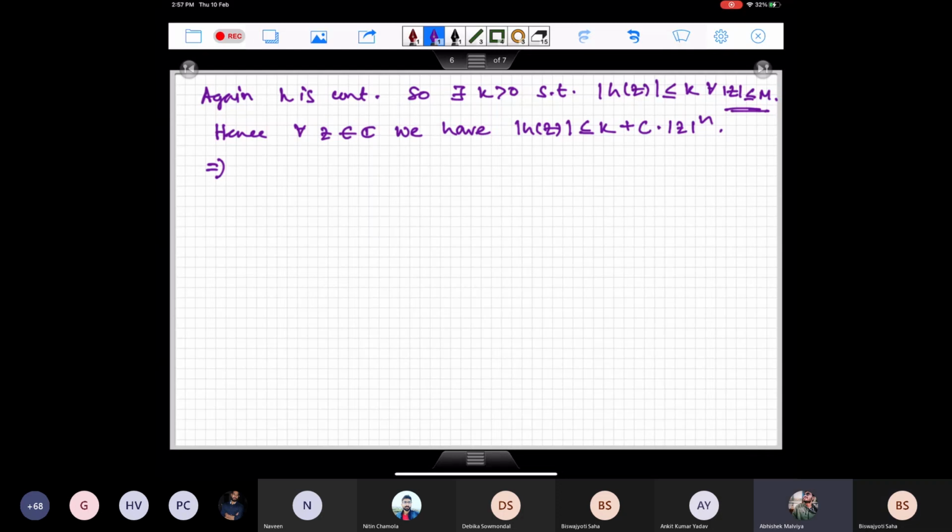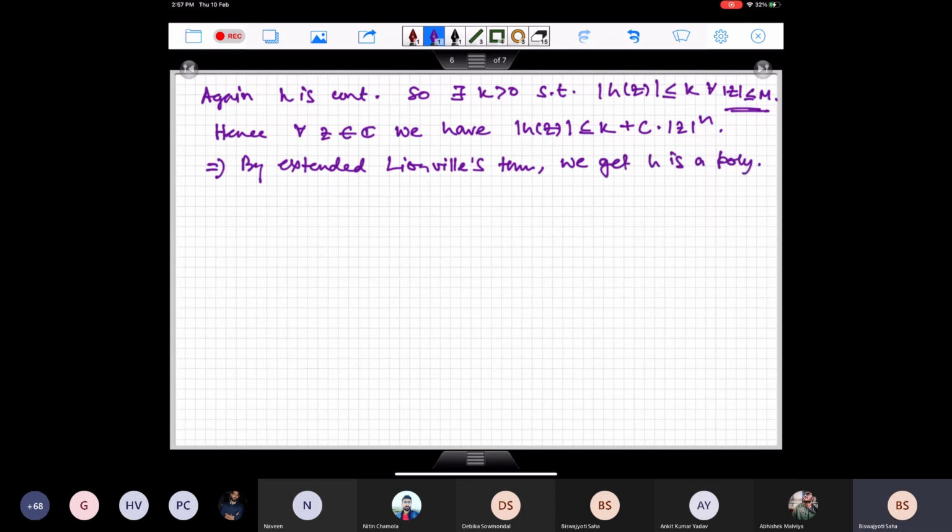That is an operator bound of degree at most n. By the extended Liouville's theorem, we get h is a polynomial of degree at most n. Fine. That's all good. Now, if h is a polynomial of degree at most n, my next claim is that h must be a constant polynomial.